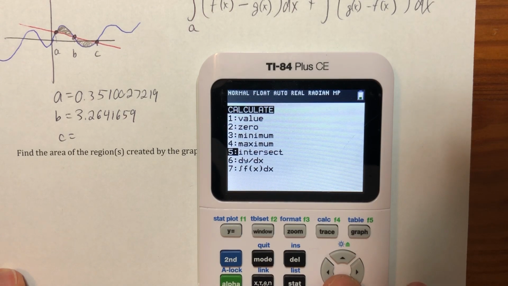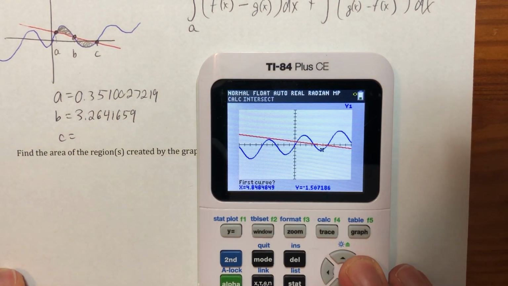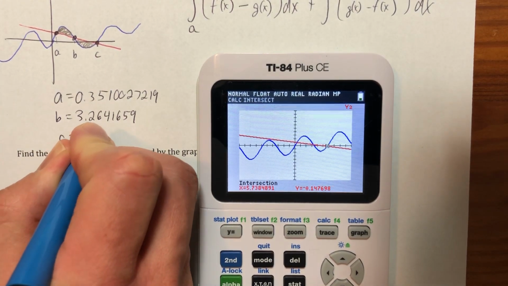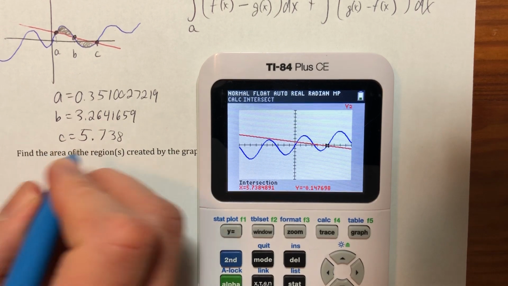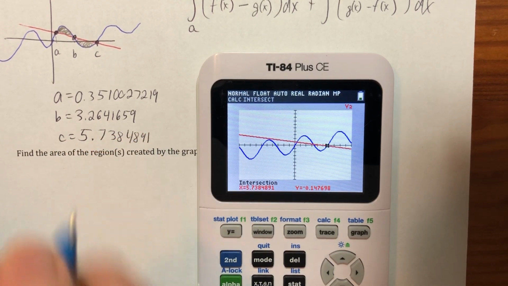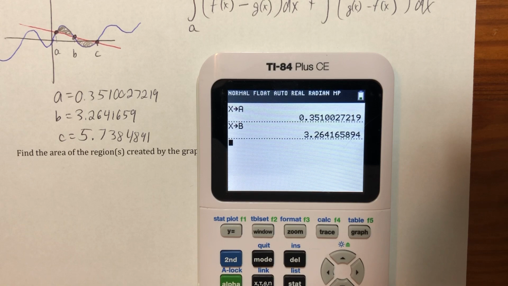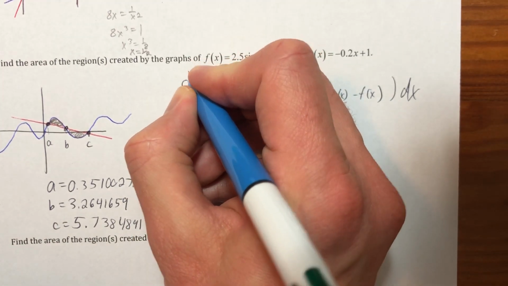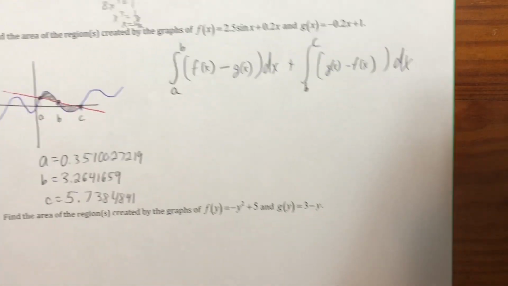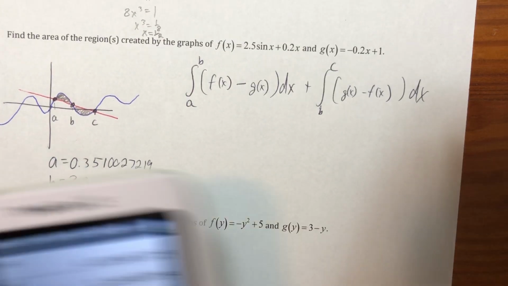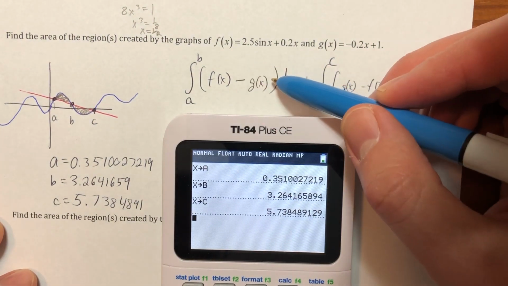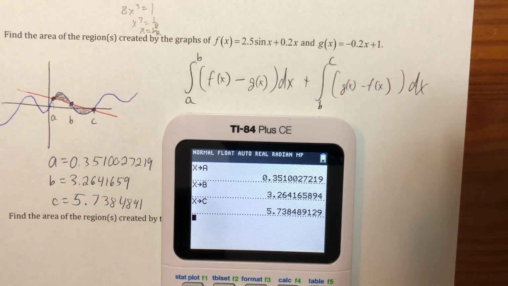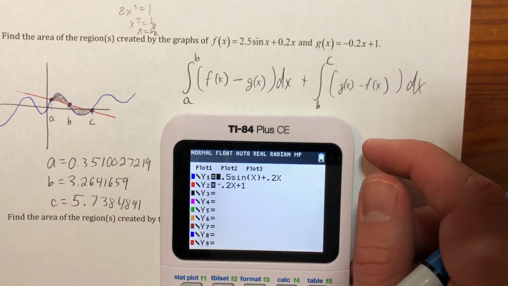All right, let's find C. Same process. Intersection. Get closer to where they intersect. Enter, enter, enter. 5.7384891. Quit. X stores to C. All right, we're ready to go. One more thing I want to check before I type this in. I want to make sure that F is Y1 and G is Y2. Otherwise, I'm going to have to switch the way I type it and think it. So, yeah, we're right. We got it.